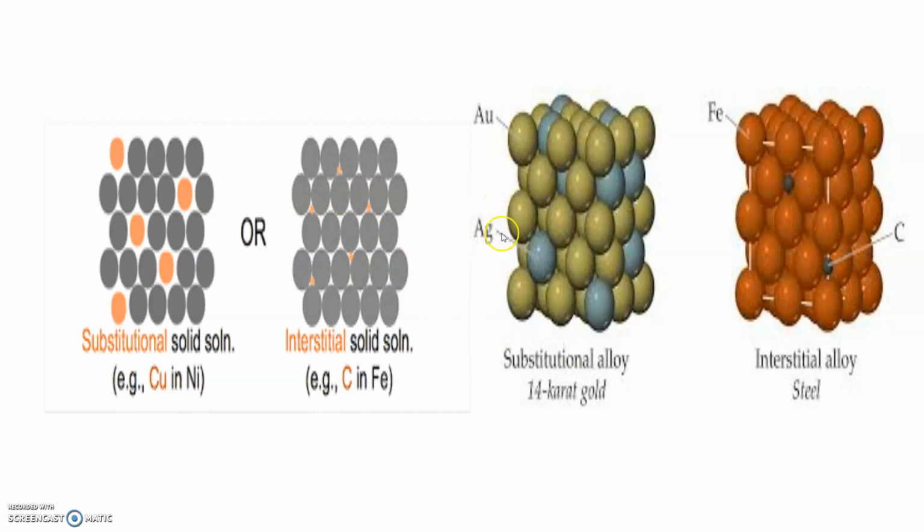So here I have gold, 14 karat gold. You have a silver atom, which is the substitutional atom, taking the space. And then for steel, you have carbon, it's smaller than the iron, and it's fitting in between those spaces. So substitutional, similar size; interstitial, smaller, and fits in between those spaces.